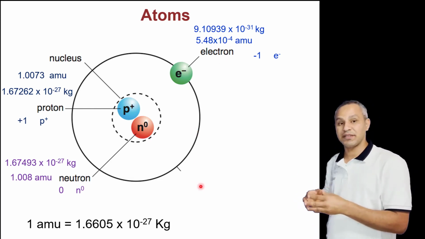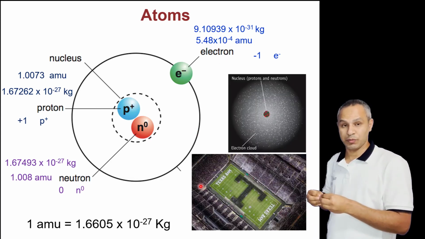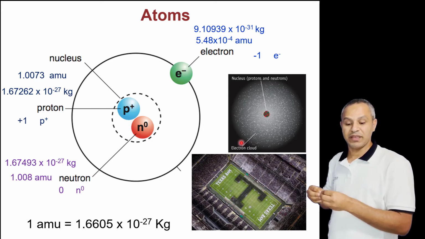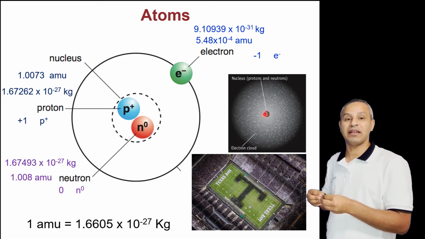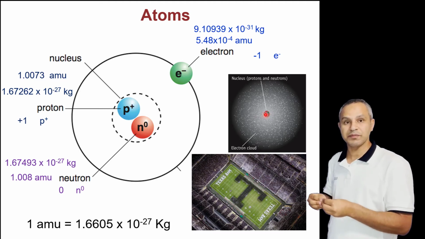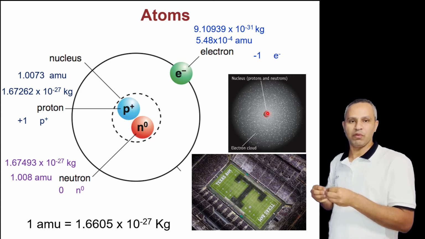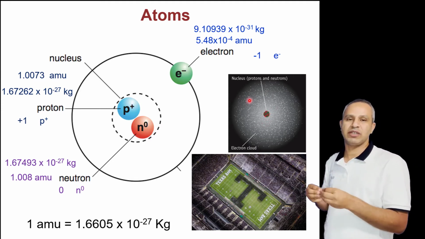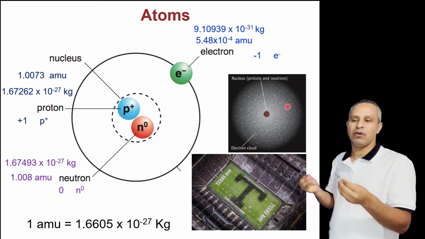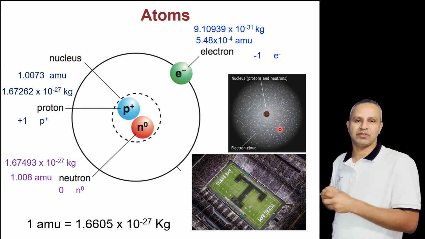Just to put the sizes and the masses of these subatomic particles into perspective, the proton and the neutron forming the nucleus are very massive. They contain 99.9% of the mass of the atom. However, they are very tiny. They exhibit very small volume. Most of the volume is occupied by the electron, which is much less massive. It's actually almost less than 0.1% of the mass.